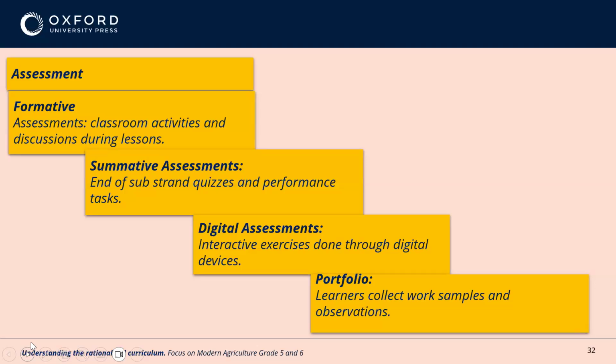But basically, as you can see from the Oxford books, we have done assessments in very many ways. One of them was the digital assessment, where we have interactive exercises through digital devices and even the QR code itself. The teachers are also free to use various other ways of assessing learners, which will include portfolios. Portfolios are a collection of work samples of what the learner has been doing through the term or through the year.